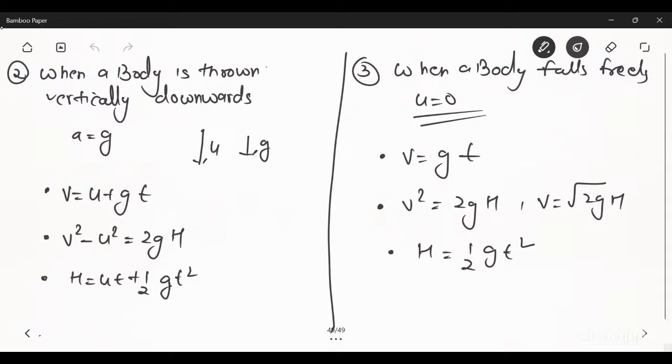Now the next question is. I think this concept will be clear.